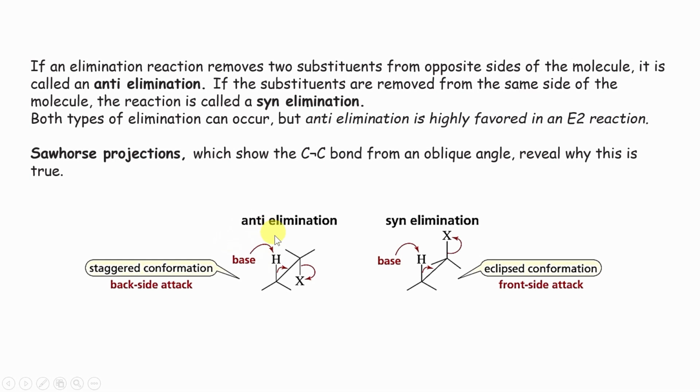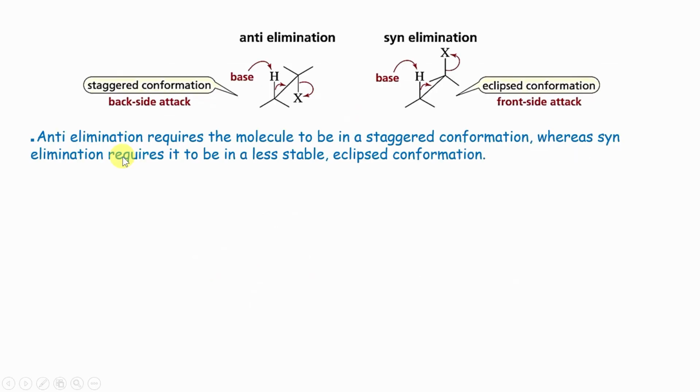For anti-elimination, the eliminating groups are anti to each other. That means they are in the more favorable staggered conformation, whereby the base can attack the proton from the backside. That is why anti-elimination is highly favored in an E2 reaction. Anti-elimination requires the molecule to be in a staggered conformation, whereas syn elimination requires it to be in a less stable eclipsed conformation.